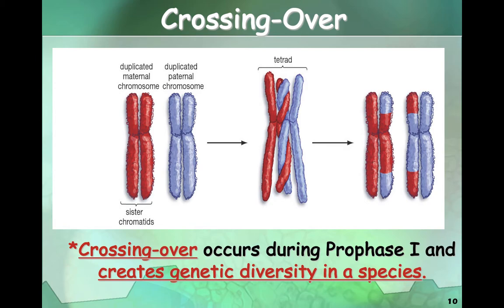We need to have crossing over happening, and we need to have a big genetic pool there. That's what this is going to help create, more genetic diversity within a species. This is a big part of what you're going to have to know, and it occurs during prophase 1.